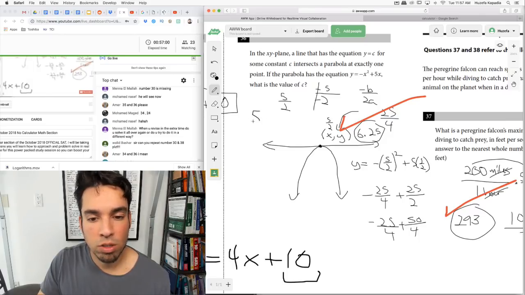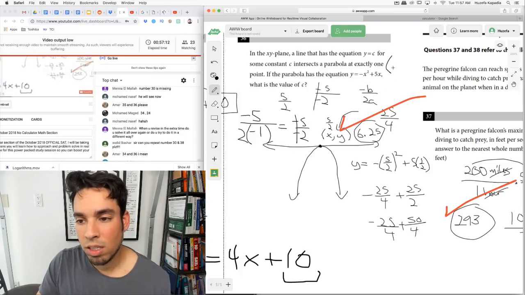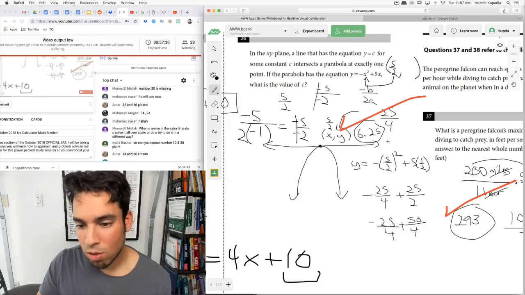negative 5 is the b term, so negative 5 is negative b. Negative 1 is the a term. Times 2a. So we get negative 5 over negative 2. Negatives cancel out. So the vertex is now 5 over 2 comma something. And what is that something? Well, now if we want the y value of the vertex, plug this in for x and evaluate it, and we get 6.25.